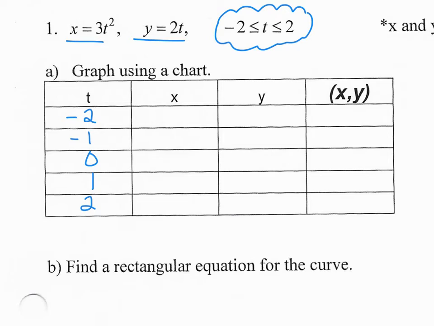So if I do the first one, and maybe I'll just show a little bit of work on the first one, but then maybe not so much after that, I would say x is 3. Okay, I'm going to plug in -2 for t and square it, I get 4. And if I actually multiply that out, I get 12. All right, if I do the same thing for y, y is 2 times -2, and I get -4. So the first set of coordinates on this one would be 12, -4.